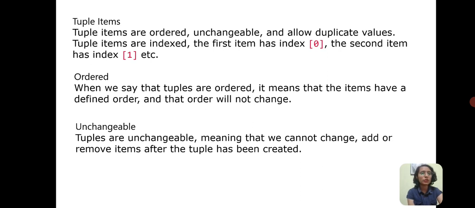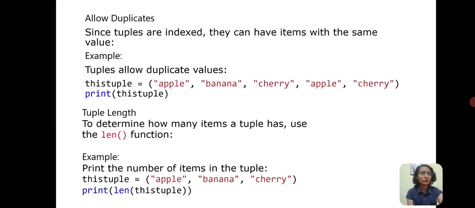Ordered. When we say the tuples are ordered, it means that items have a defined order and that order will not change. Unchangeable. Tuples are unchangeable, meaning that we cannot change, add, or remove items after the tuple has been created. Allow duplicates. Since tuples are indexed, they can have items with the same value. Example, tuples allow duplicate values. This tuple is equal to apple, banana, cherry, apple, cherry.